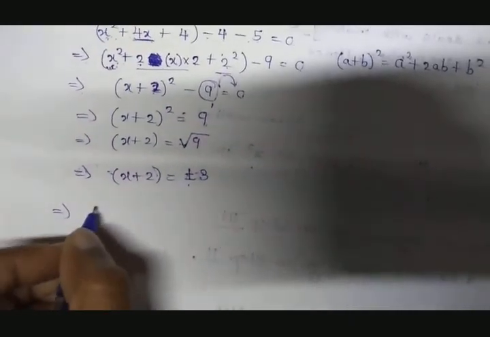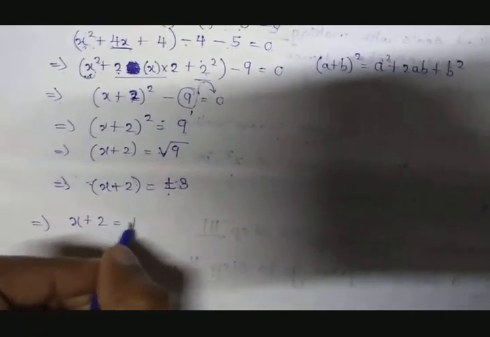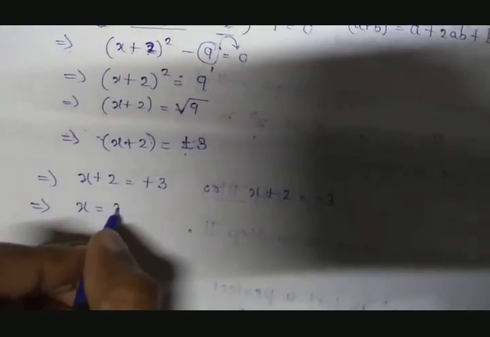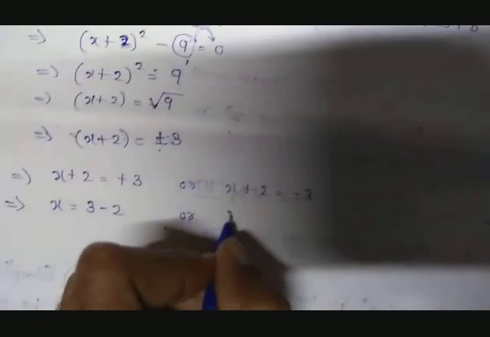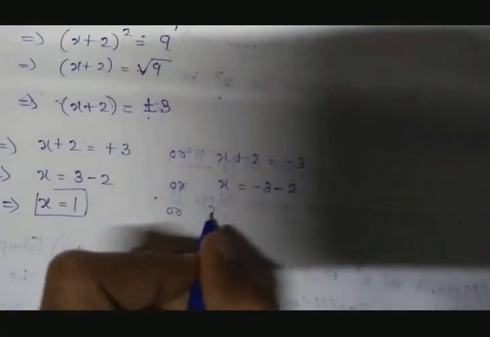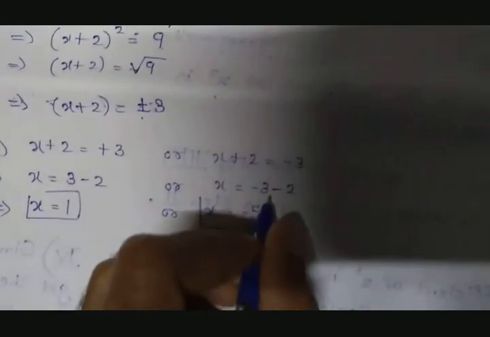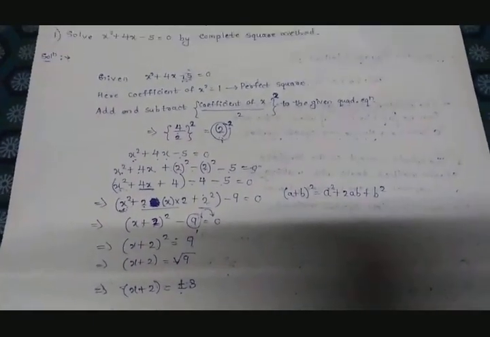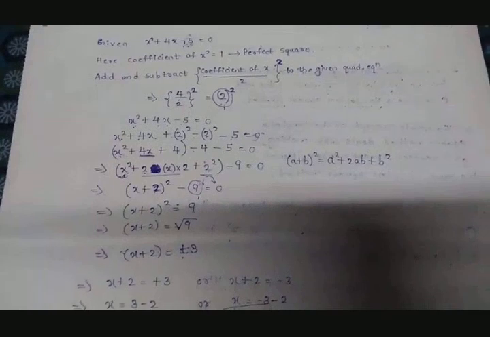So now just equate it. x plus 2 is equal to plus 3 once, or x plus 2 is equal to minus 3 once. So this implies x is equal to 3 minus 2, or else x is equal to minus 3 minus 2. I have just transposed the plus 2 to the RHS. So x is equal to plus 1, or x is equal to minus 5. So now we have obtained the roots of the quadratic equation by the complete square method. This is how you deal with the problem when the coefficient of x square is a perfect square.